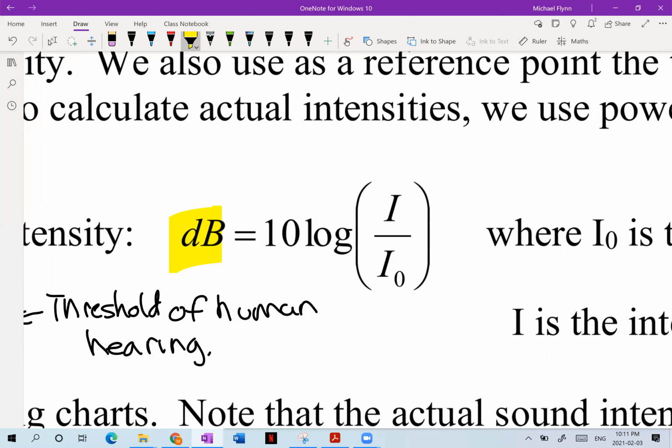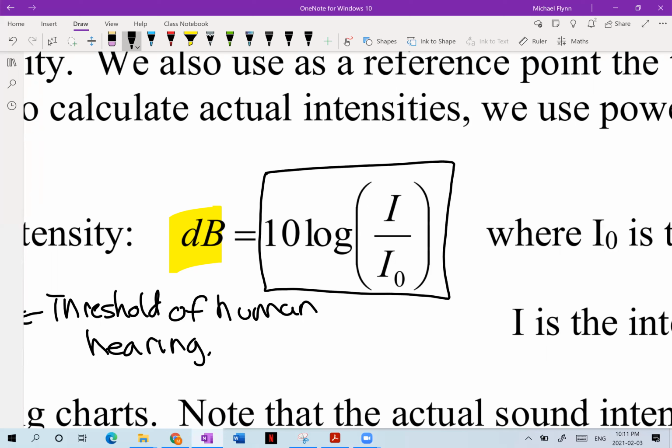So here, what's happening is the decibel scale works like this. You take the intensity of the sound that you're hearing. So this is the sound that you're hearing, I.